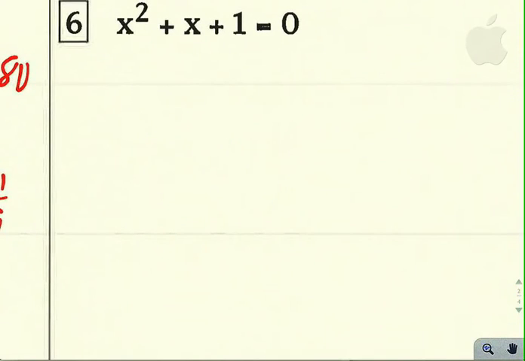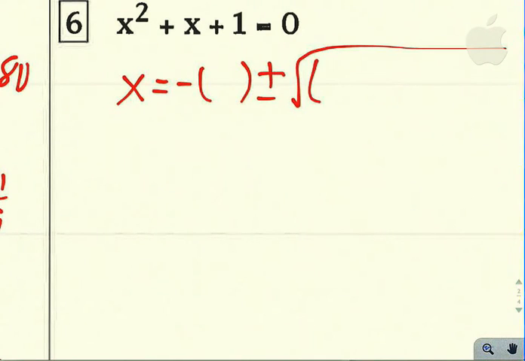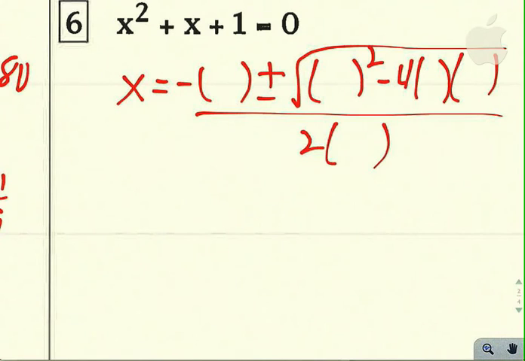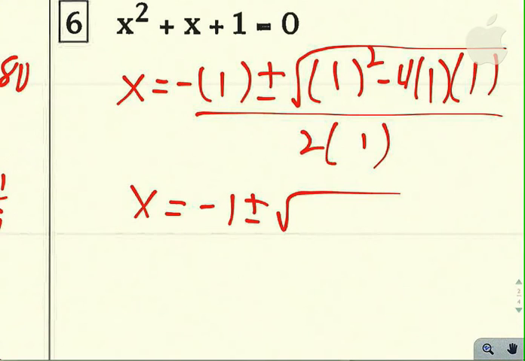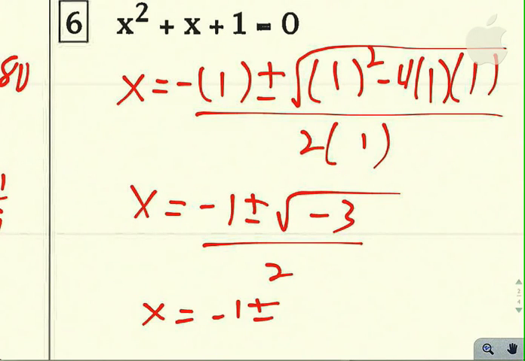We'll do one more. X equals minus b plus or minus the square root b squared minus 4ac all over 2a. Let's see, a, b, and c are all 1. So x would equal minus 1 plus or minus the square root of 1 minus 4, which is negative 3, all over 2, which would be minus 1 plus or minus i square roots of 3, all over 2.